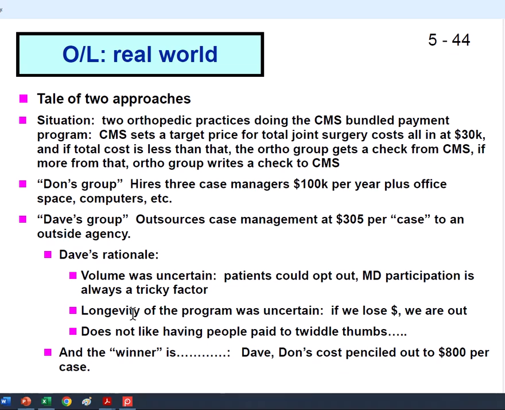And so Don was game, and we did the math, and it's not a shot at Don. He did a very traditional approach. Don's costs averaged $800 a case. So when he took the cost of the rent and the computers and the nurses and their benefits, and divided by the number of cases, his came out to $800 a case. Mine was $305.